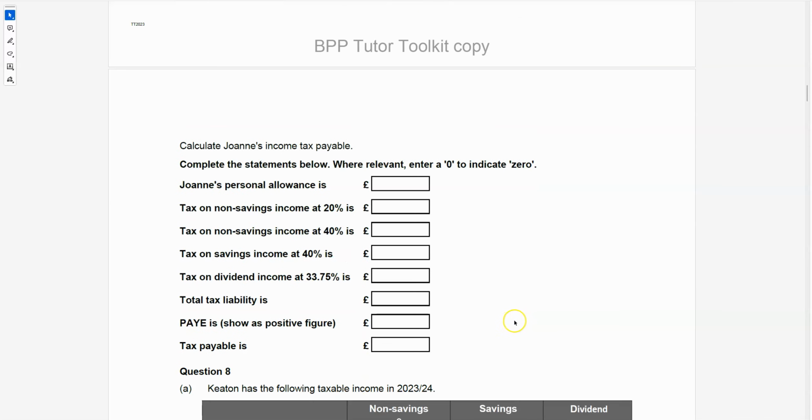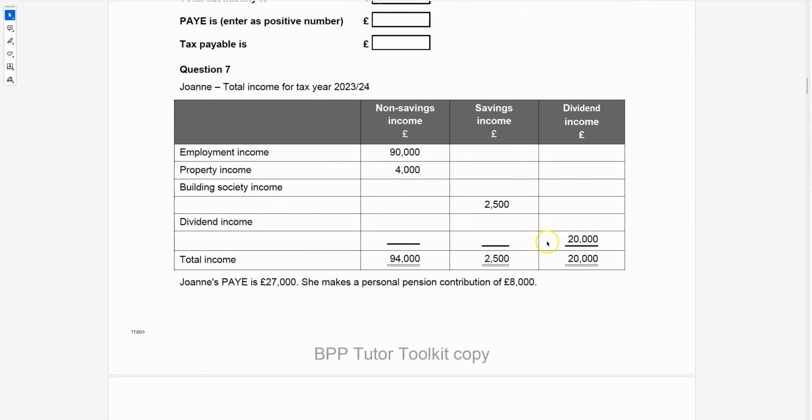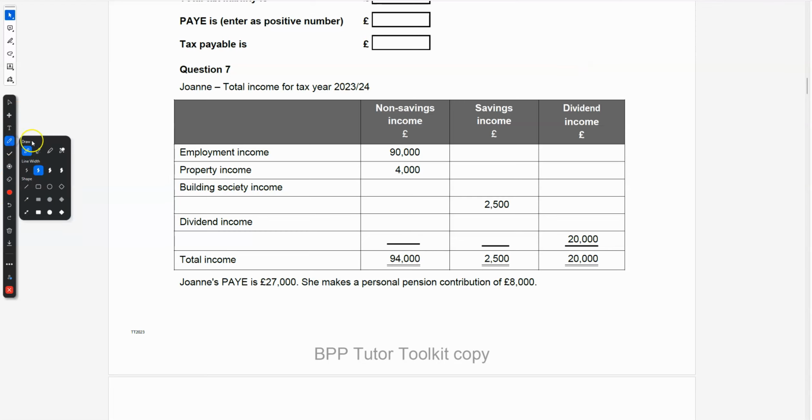Okay, so we have some questions here. We have a personal allowance, non-saving, saving, dividend, total tax, PAYE, and the tax payable. Okay, so let's try to do it. The first thing we'll do, we will break it down the way we always do. So let's do that.